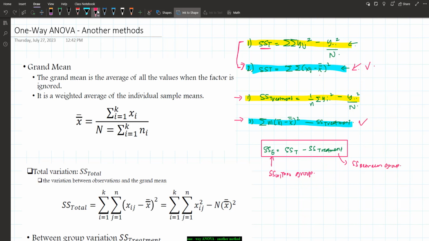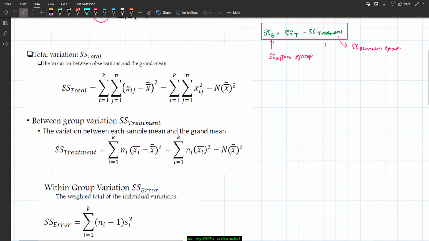Since both formulas require X bar bar, to calculate X bar bar, it is actually the grand mean. Grand mean is the average of all values when the factor is ignored, right? It is also known as the weighted average of individual sample means. So in this formula, we add all observations, summation of Xi divided by capital N. Capital N means all members, or the number of observations in the sample, right?